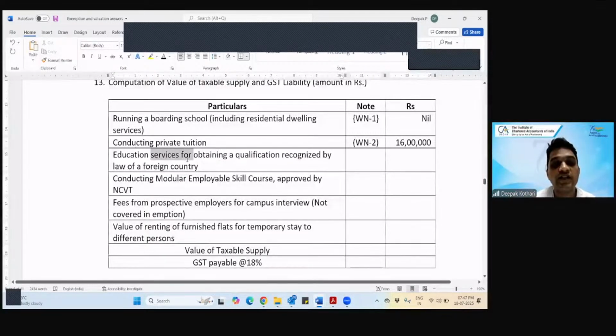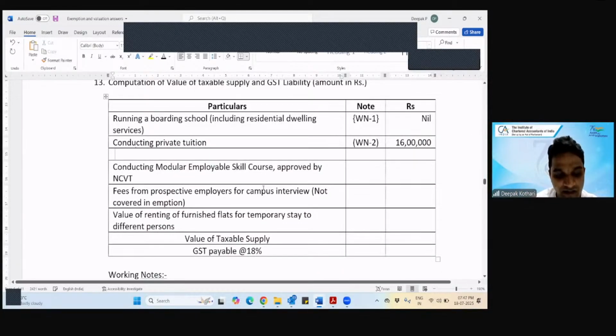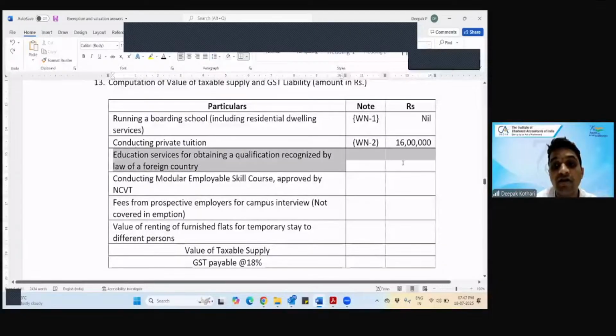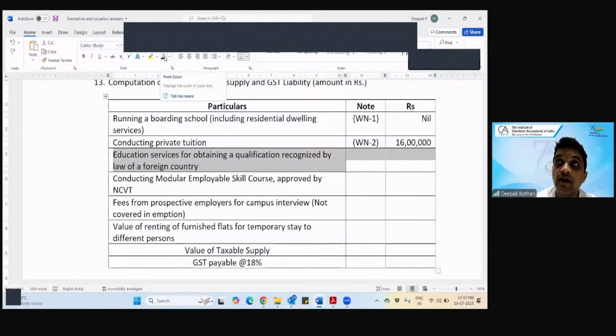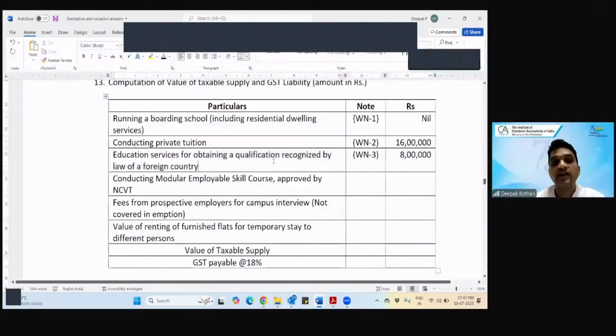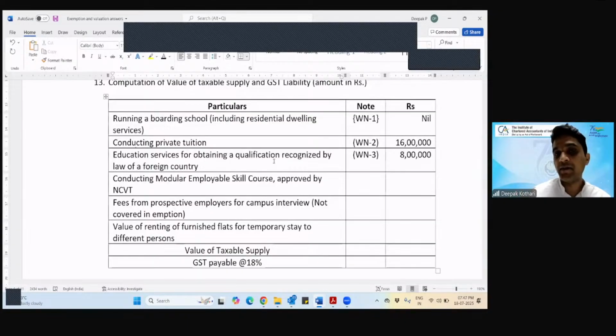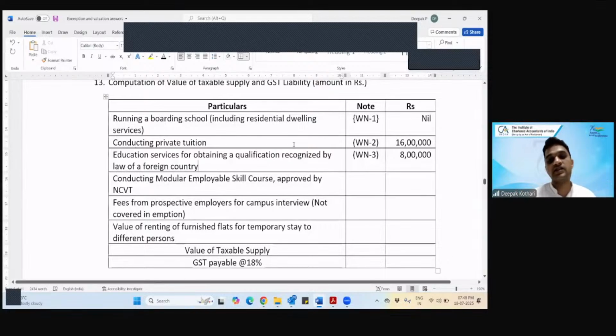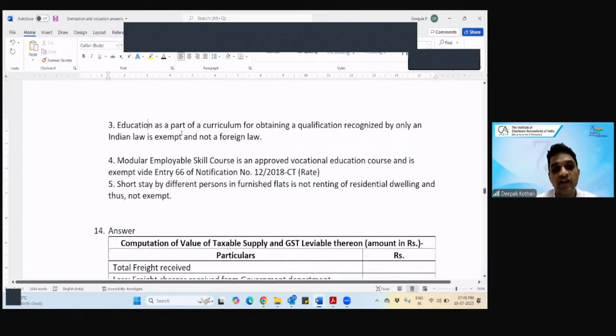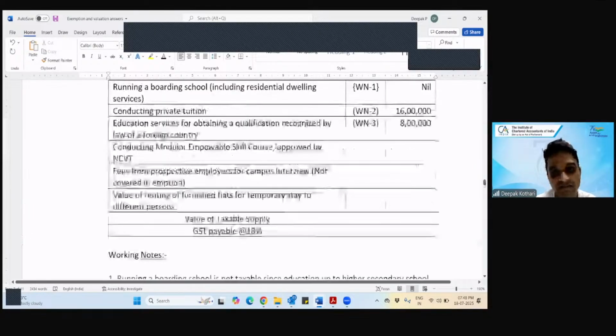Fine. Next, educational services for obtaining a qualification recognized by law of a foreign country. Okay, services for a foreign country. If there is any qualification which you are giving, for which you're collecting the fees, but that qualification is recognized by a foreign law, that will be taxable. So in this third case, it will be taxable. The working note is: education as part of a curriculum for obtaining a qualification recognized by only an Indian law is exempt, and the foreign law is taxable.